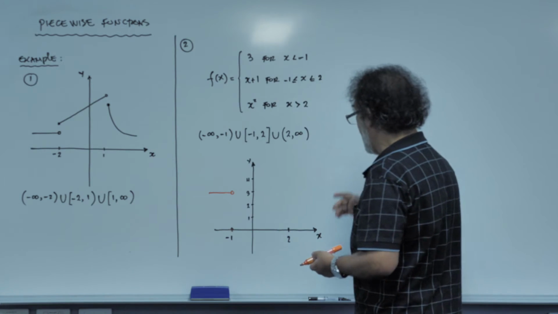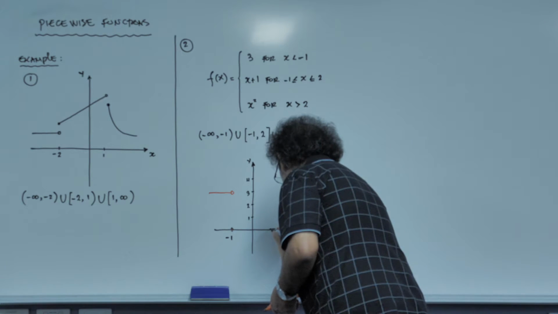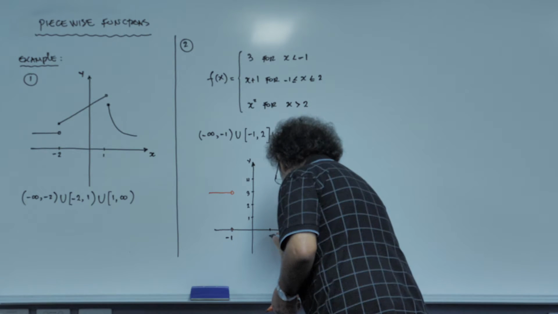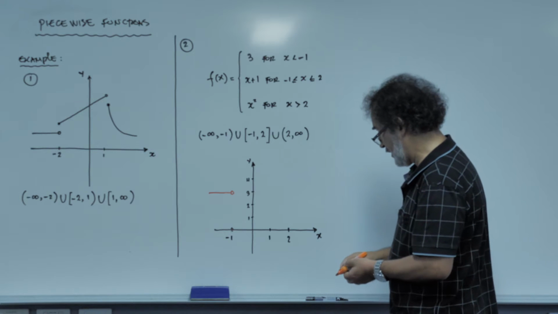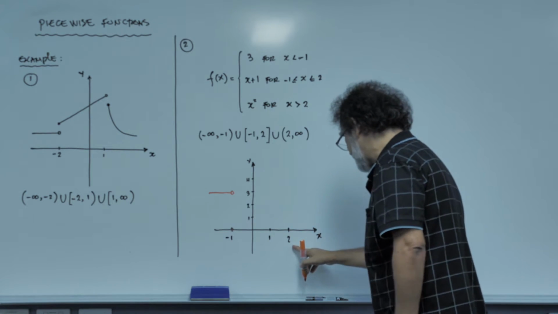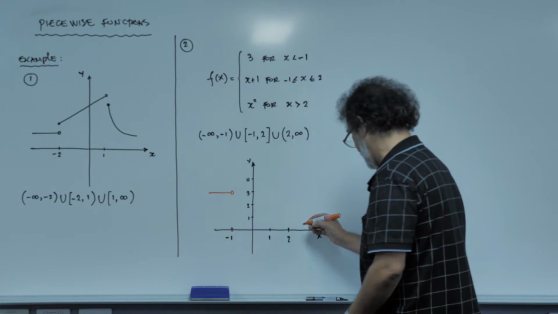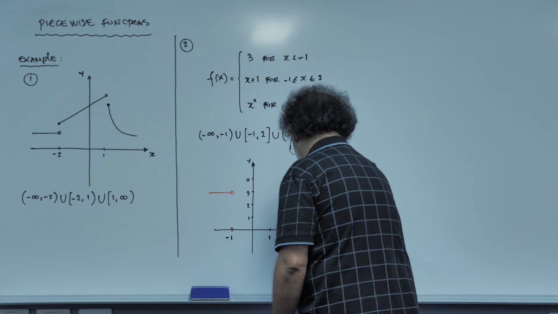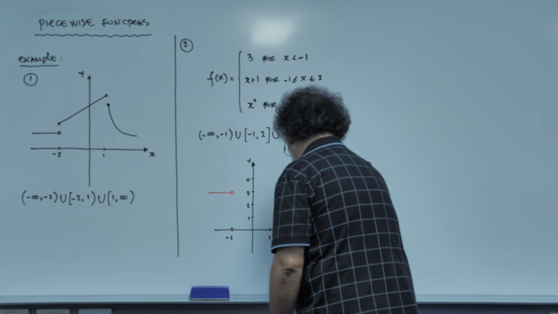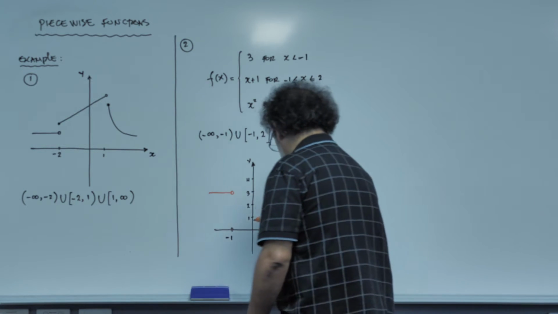And then you're going to tell me what happens when x is equal to +1. And then what happens when x is equal to +2? It's 3. So we're going to go all the way up to 3, and then we draw the line. So we're going to draw this line.